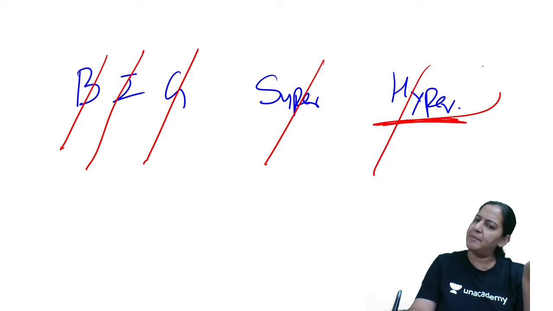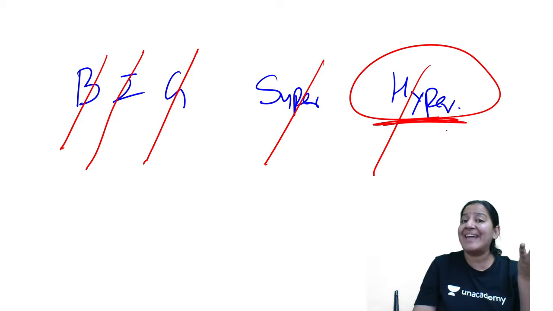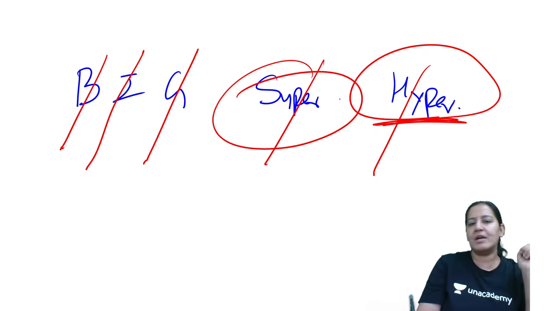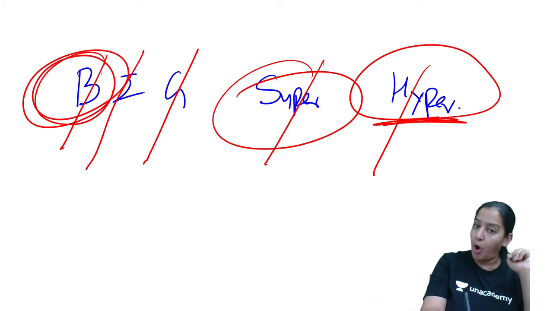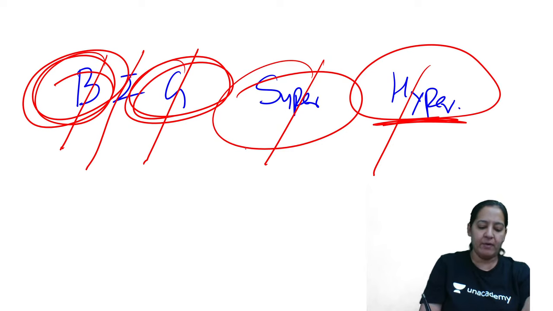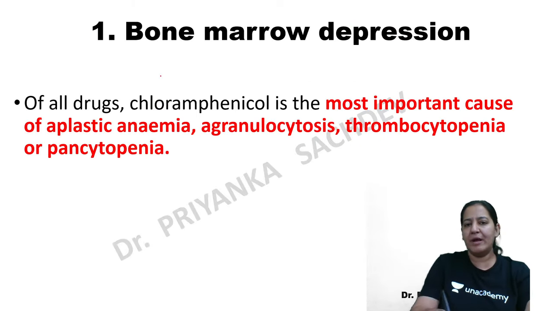Hypersensitivity is allergy. Allergy can technically happen with any antibiotic. Rash, allergy, hypersensitivity, one and the same thing. Super infections are caused by many antibiotics. So this is one of them. Bone marrow suppression pe bahut question aayenge. Gray baby syndrome pe aayenge. What is gray baby syndrome? Gray baby, bone marrow suppression, you got it.